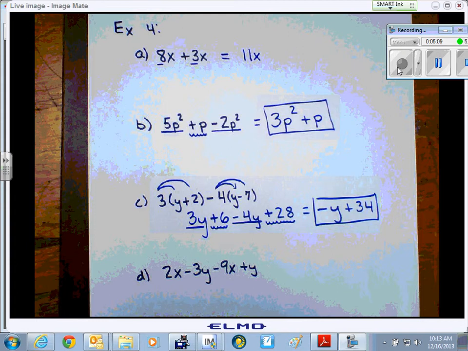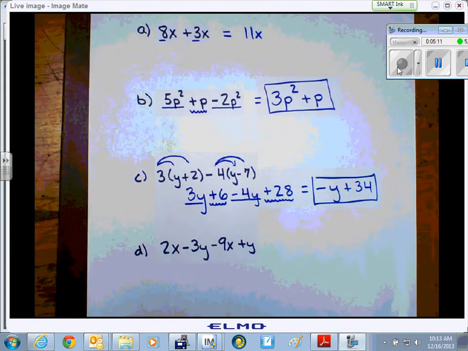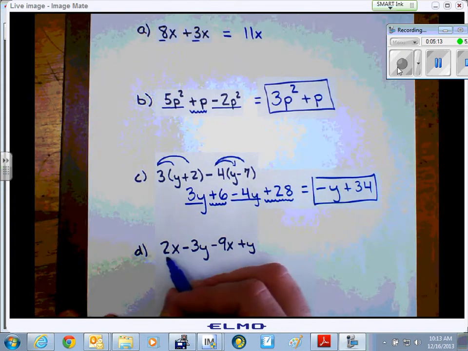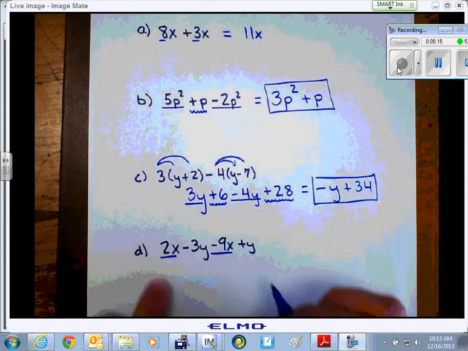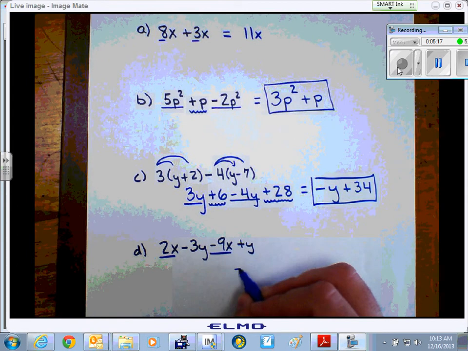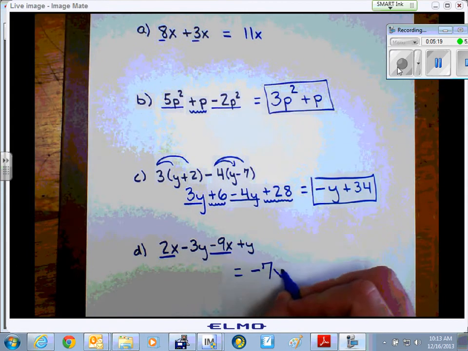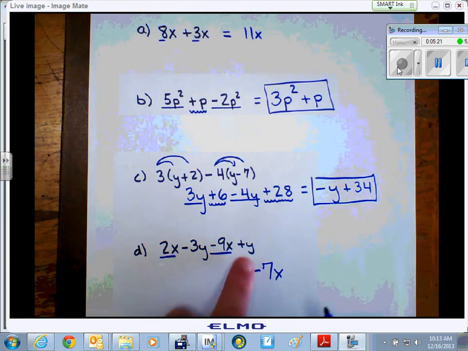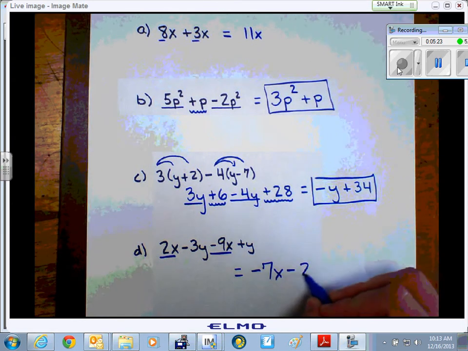And the last one, a little bit easier than question C. They've already got these without parentheses, so you just combine your x's. So you got 2x minus 9x. That gets you negative 7x. And then negative 3y plus y is a negative 2y.